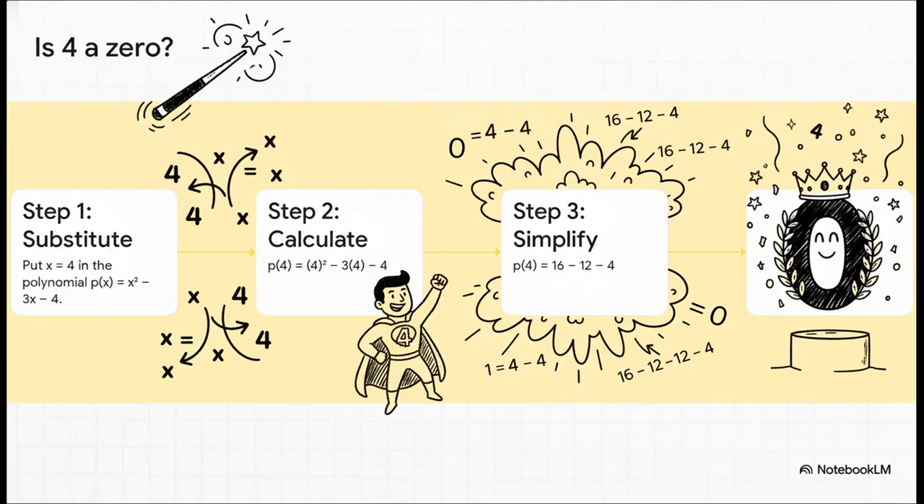Simple, right? See, let's test this out. Is 4 a zero of this polynomial here? So, step 1, everywhere you see an x, just pop in the number 4. That gives us 4 squared minus 3 times 4 minus 4. So what's that? 16 minus 12 minus 4. And what does that equal? Yep, it's 0, hooray! So because it gave us 0, 4 is our hero, a zero of this polynomial. See how easy that was?